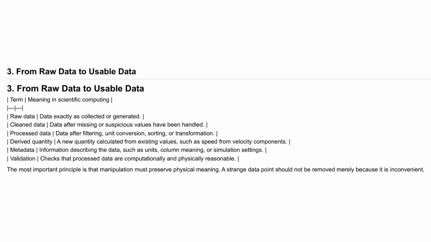Let us define some key terminology. Raw data is what you initially collect. Cleaned data has missing or suspicious values handled. Processed data has been filtered or transformed, and derived quantities are new variables calculated from the existing ones. Validating all of this ensures we preserve the physical meaning.